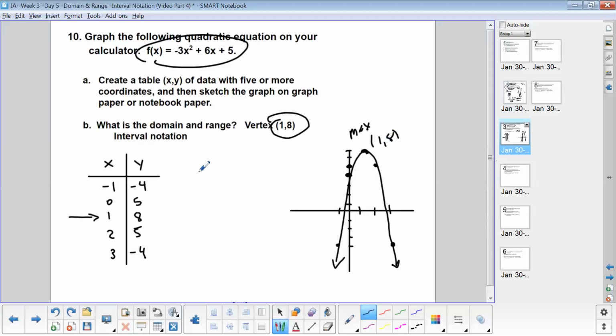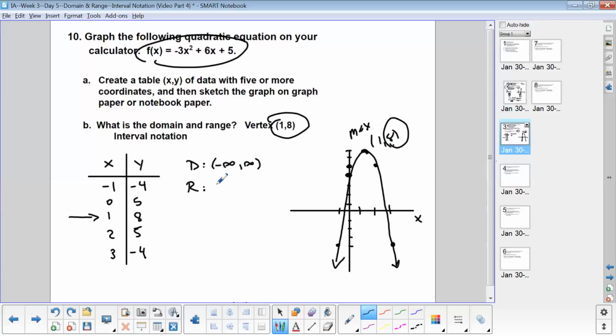So when I ask for part B, the domain, the domain would be from negative infinity to positive infinity. So the x values that I continue to choose left and right, I can choose as many x values this way, there will be a y value. Many x values this way, there'll be a y value. Now, again, your range will involve this 8.